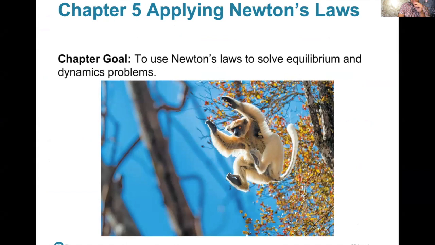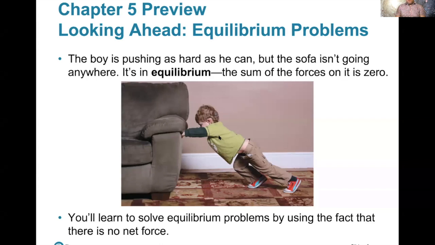Chapter goal: to use Newton's laws to solve equilibrium and dynamic problems. So in equilibrium, things are not moving. In dynamics problems, things are moving. Now you can have something called a dynamic equilibrium, which means that an object is moving, but it's in equilibrium. So for example, looking ahead to chapter 5, equilibrium problems.